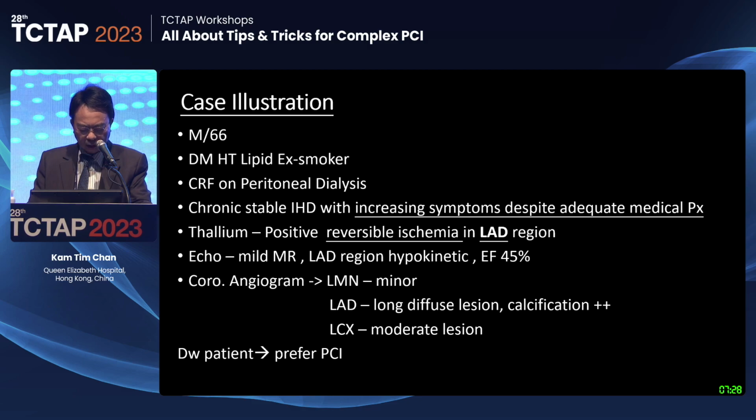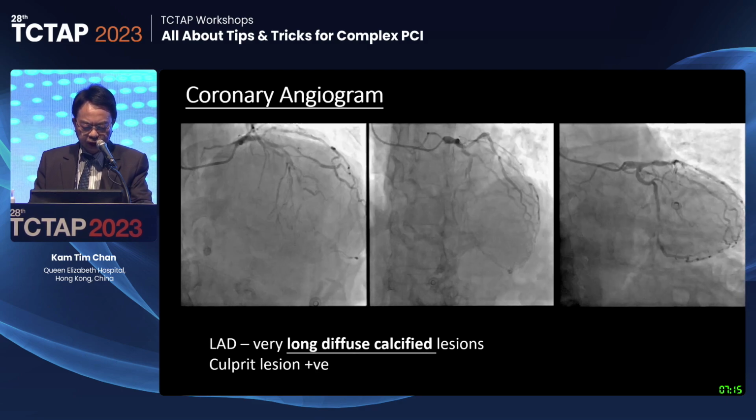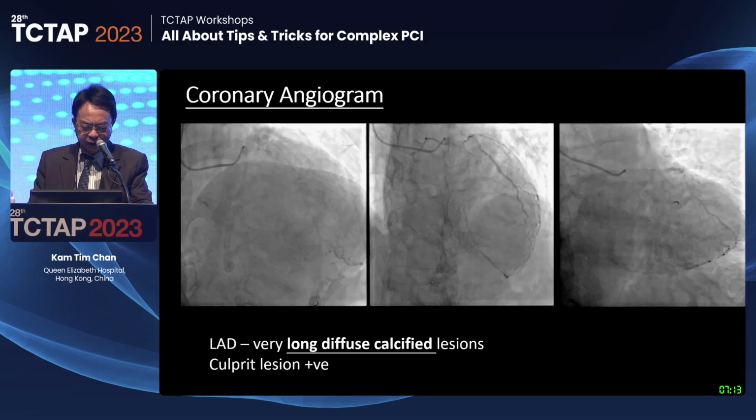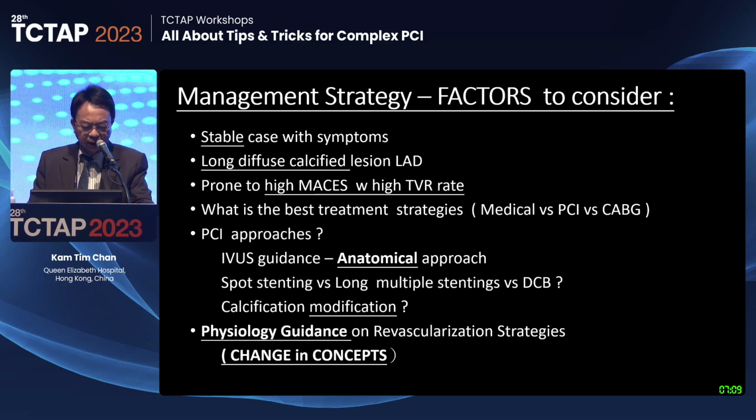So we performed a coronary angiogram, which mainly showed a very long diffuse calcified lesion in the LAD with a left main moderate lesion. The RCA only minor disease. So we discussed with the patient, and then he preferred PCI. Well, you can appreciate that the LAD is very long and diffuse, actually almost to the extent of subtotal occlusion, with the culprit lesion in the LAD. So what are the management strategies?